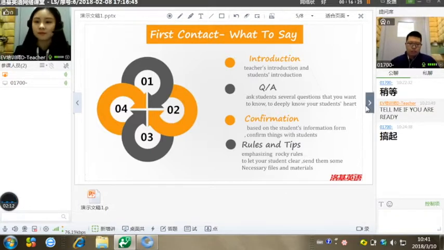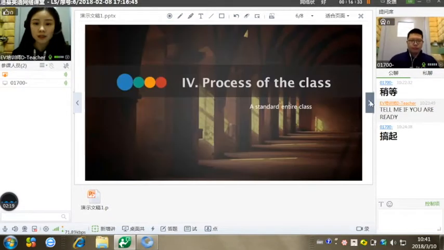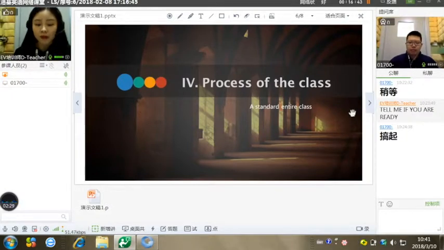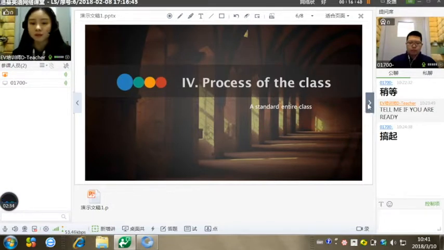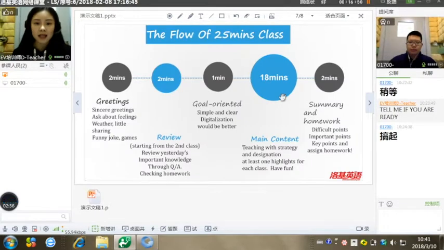Yes. As a teacher, how should I arrange the class time properly? Okay, since there are only 25 minutes in one class, it is quite necessary for the teacher to be punctual, and the teacher should enter the classroom at least 3 or 5 minutes in advance to upload the textbook and prepare for the class. Then we can see the flow of the 25-minute class. Usually it will include 2 minutes of greetings, 2 minutes of review, and 1 minute for your class objective.